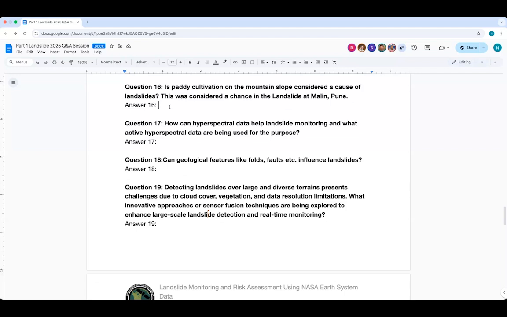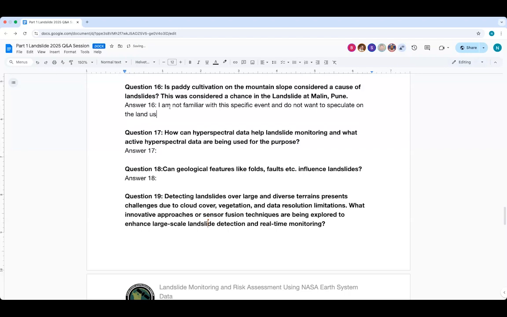It's a good question. I am not familiar with that specific landslide event, and I do not want to speculate on potential land use that may or may not be involved. I will happily go and look at some studies associated with that. But again, I prefer not to speculate on a specific land use type and how that might be involved. Certainly, paddy cultivation is widespread across large parts of the world, and I'm not sure the extent to which that applies. I'll just say I don't know for sure, so I'm going to happily go back and look some of that up.